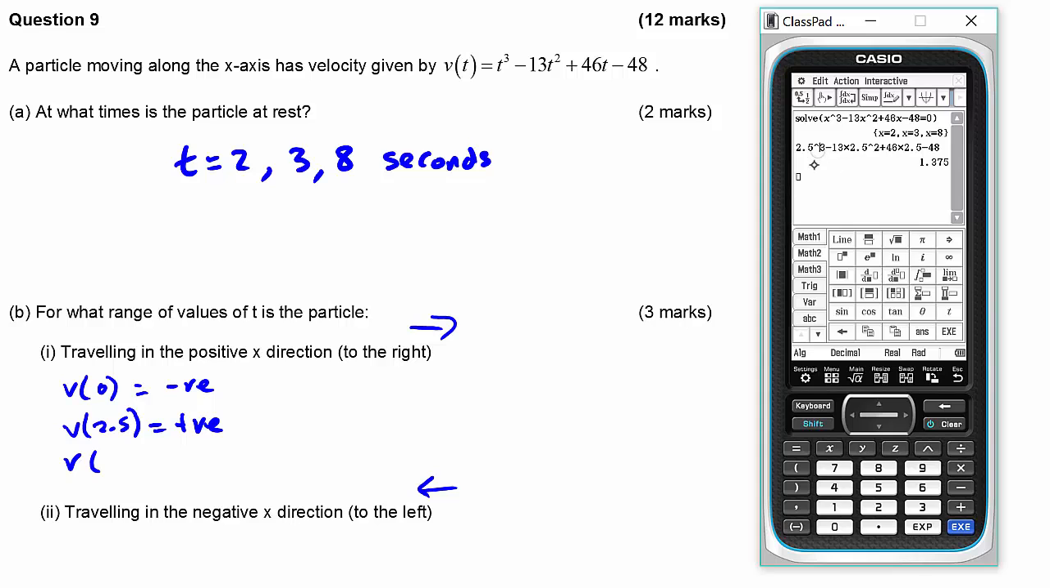So let's replace these 2.5s with, say, 4. Probably been easier to replace them with 5 since the 5's already there. So that's negative. So let's do v of 9 just to check after 8. So replace all the 4's with 9's.